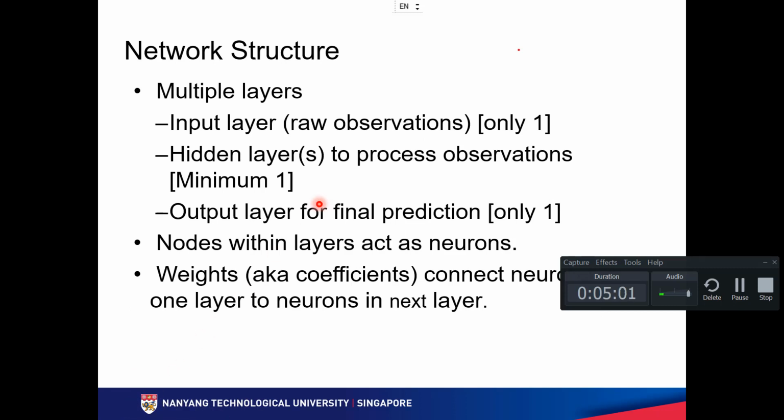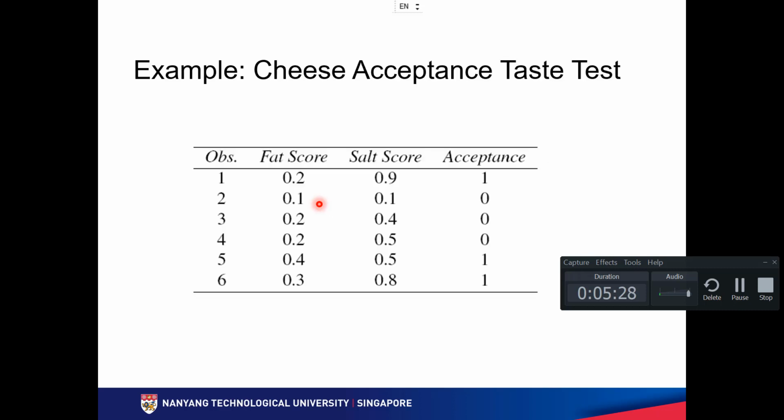Network structure: you have an input layer, and you can have multiple hidden layers. It's like linear programming, because it has many linear regressions combined. The output layer is always one, the input layer is one, and the weights are what link the neurons. This example is a cheese acceptance taste test, a simple one. You have the fat score, the salt score, and the acceptance. Apparently, if this is high, then people like it, and this one is tasteless, so people don't like it.